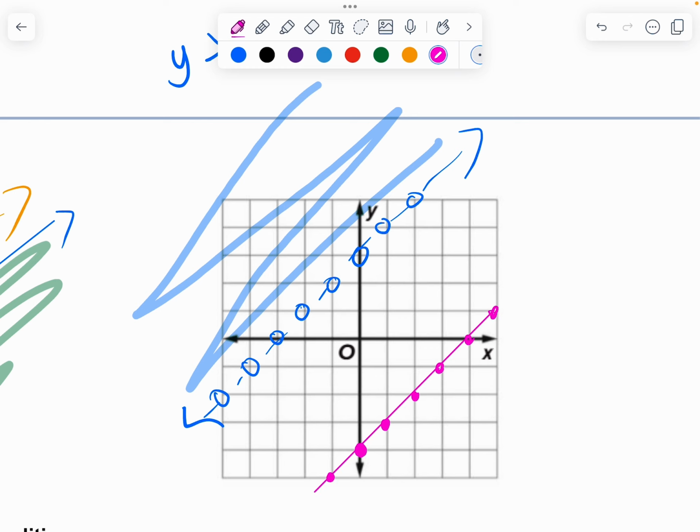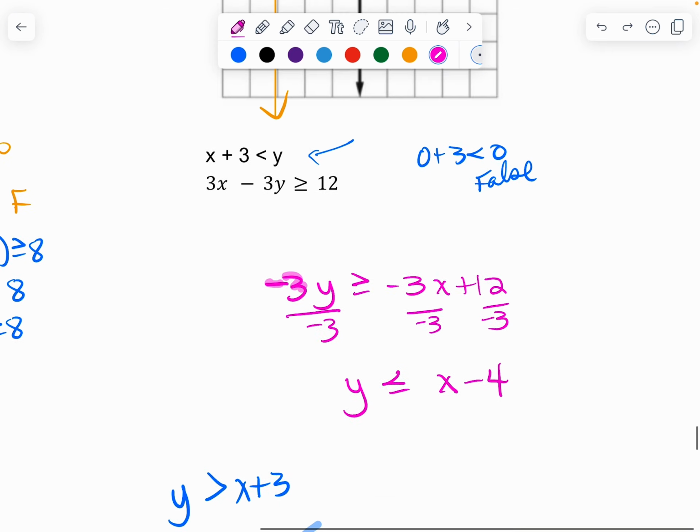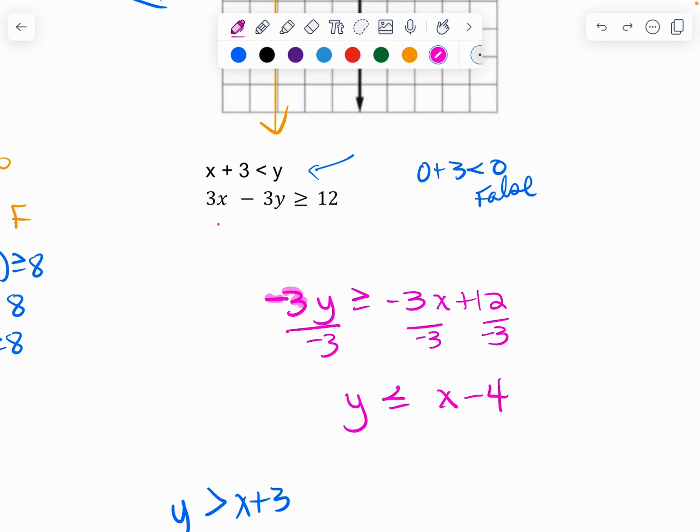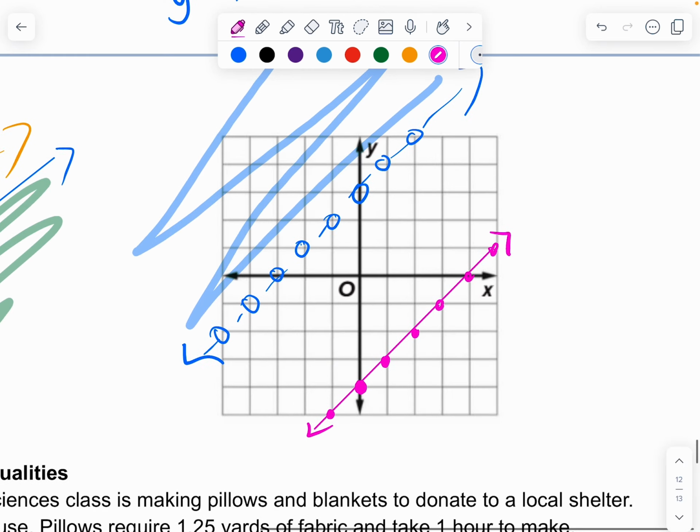Guys, do you notice that I go all the way through the graph? I don't just stop in the middle. There are some of you that are stopping like right here. Nope, it needs to go all the way across the graph. So now if I plug in 0, 0 to this, so 0 minus 0, is that greater than or equal to 12? Nope, that's a false statement. So it's not going to contain 0, 0.